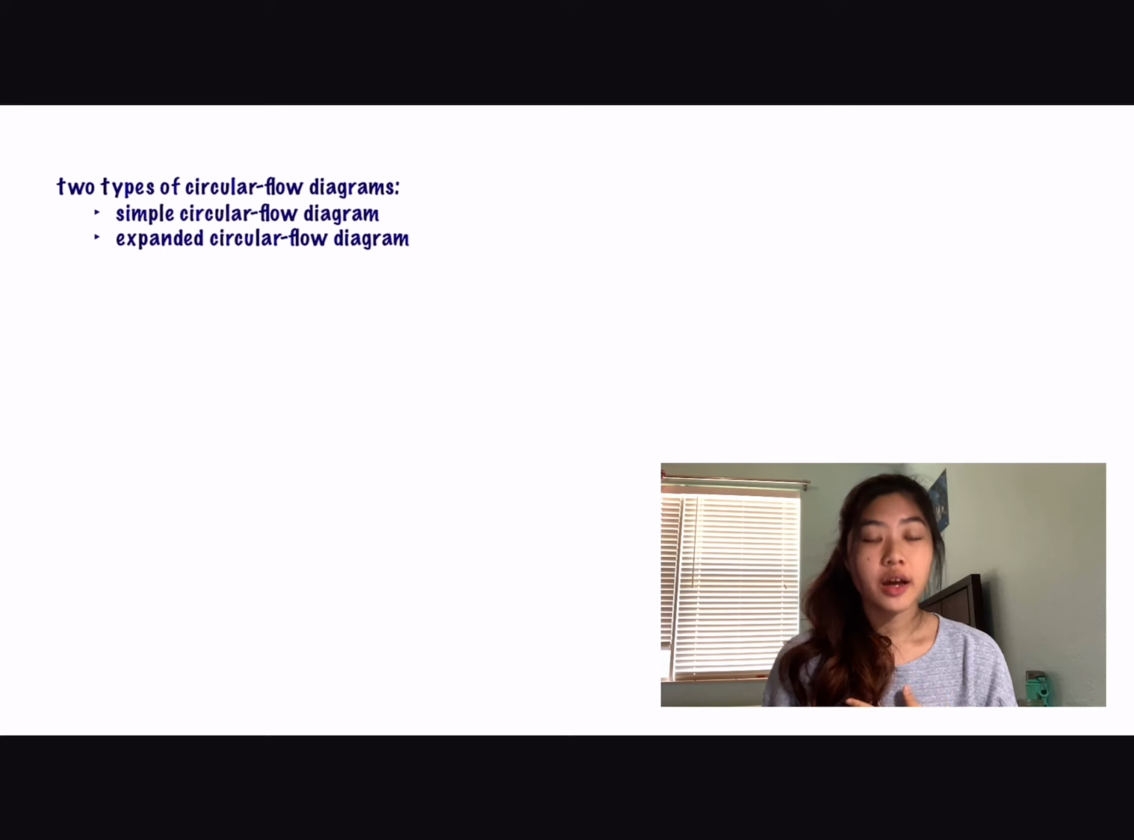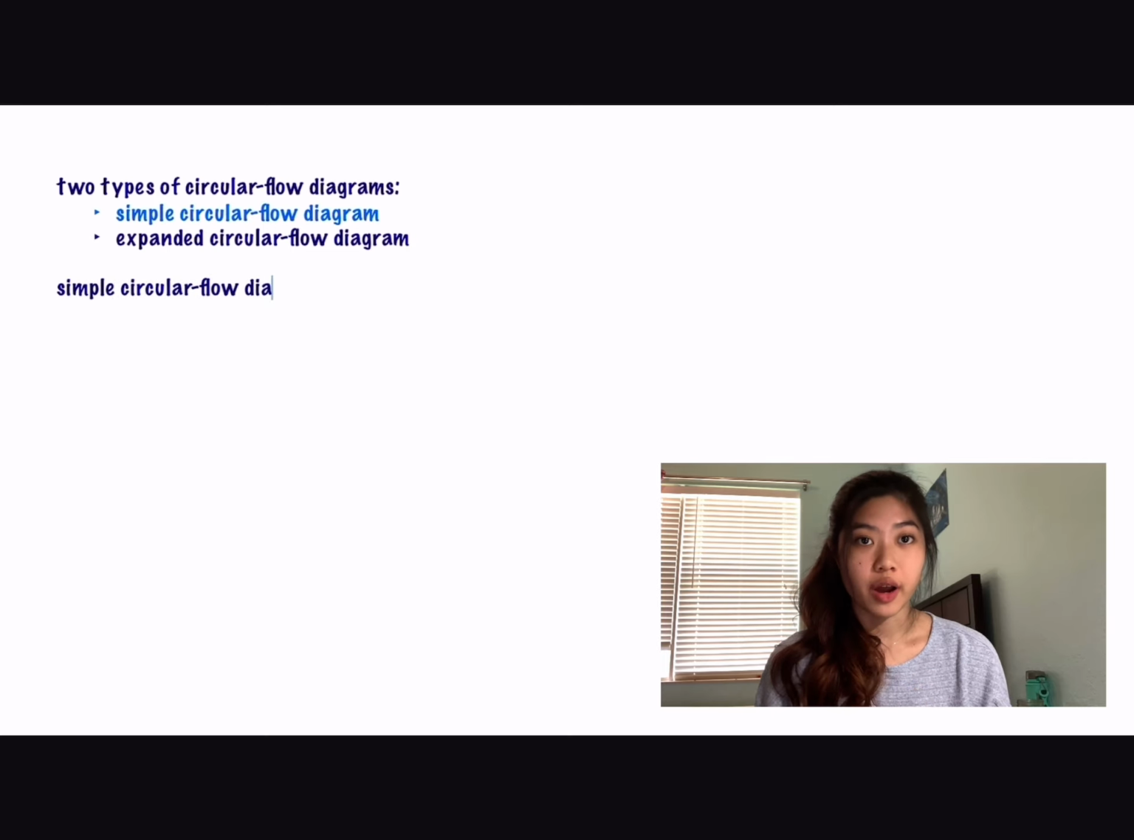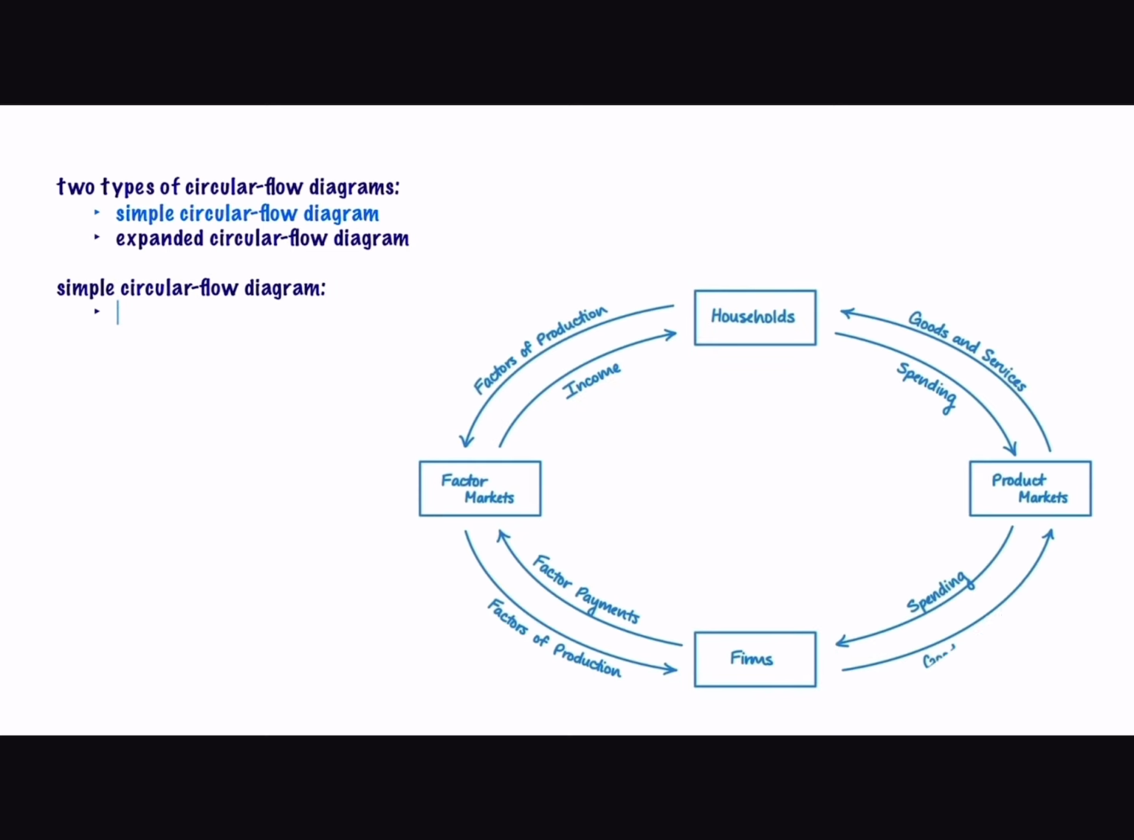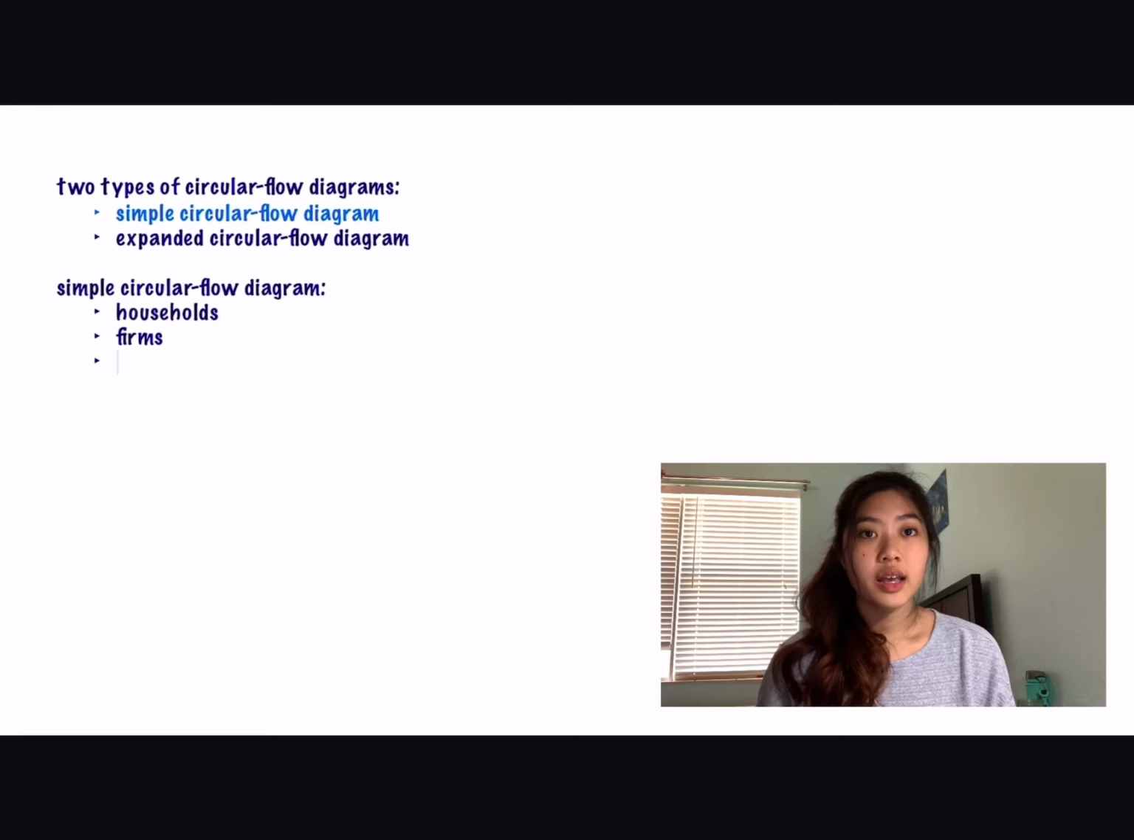What's the difference? Well, the simple circular flow diagram illustrates a simple economy containing only two groups, households and firms. A household is a person or a group of people who share income. So for example, your parents both belong to a household. A firm is an organization that produces goods and services for sale. In the simple economy, there are only two kinds of markets, product markets and factor markets.